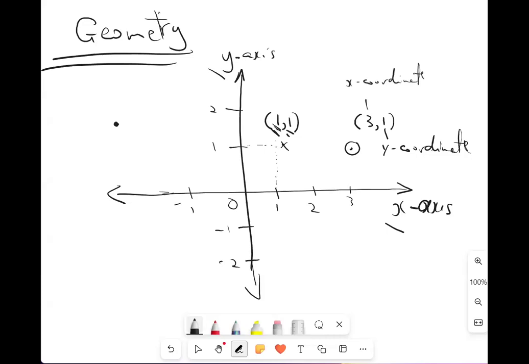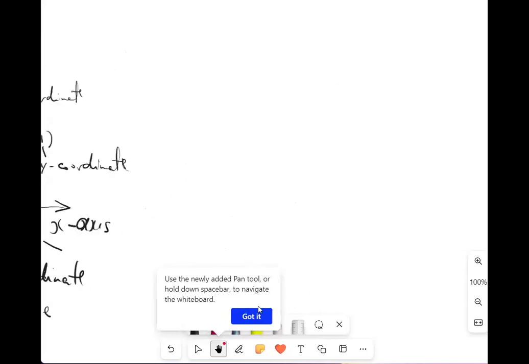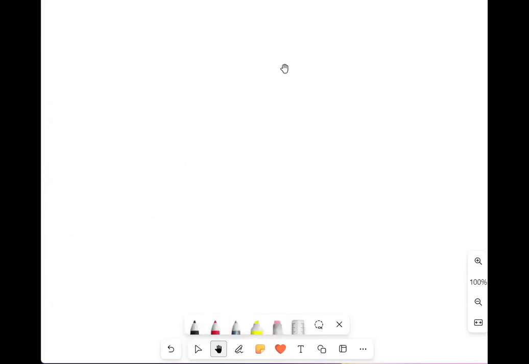So in geometry, you're going to hear a lot about points. Points in a plane, points in the XY coordinate plane. Sometimes you have a hyphen here, XY-coordinate plane, right? Good. Then you're also going to be introduced to lines and line segments, right?